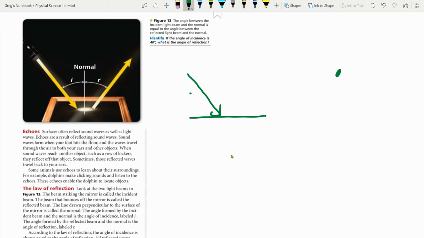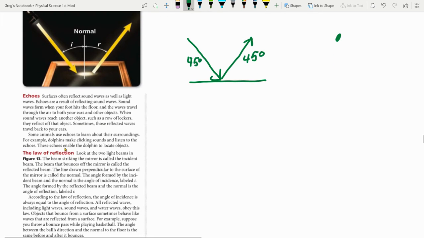we're just going to say 45 degrees. Why not? That means it will reflect at 45 degrees. It is known as the law of reflection. The law of reflection is when my angle of incidence right here always equals the angle of reflection.